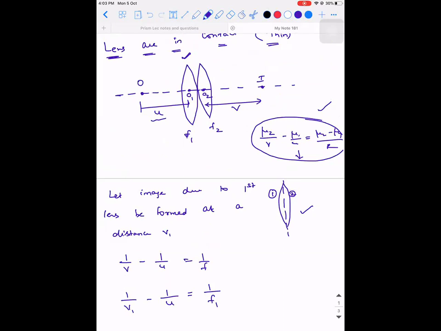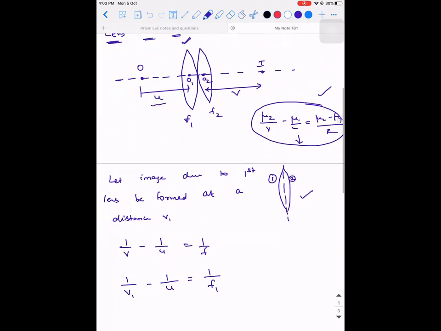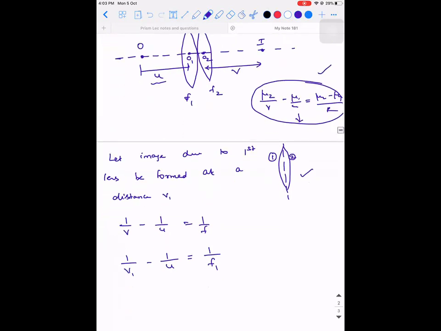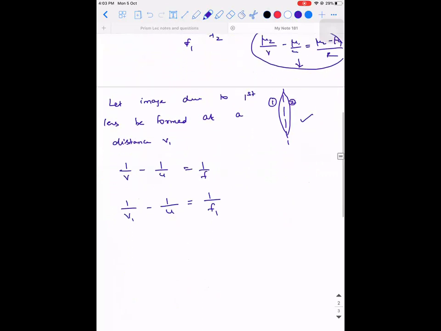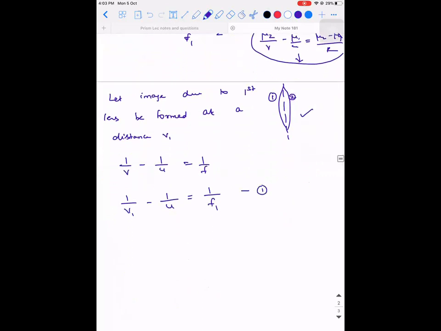So object distance is unknown, image distance is also unknown, and since this is going to be a generic derivation, I am not taking the focal length here. For diagrammatic purpose I have taken a convex lens, so I don't know the focal length also. That is also unknown. That's why I wrote it as f1. No sign convention is being used.